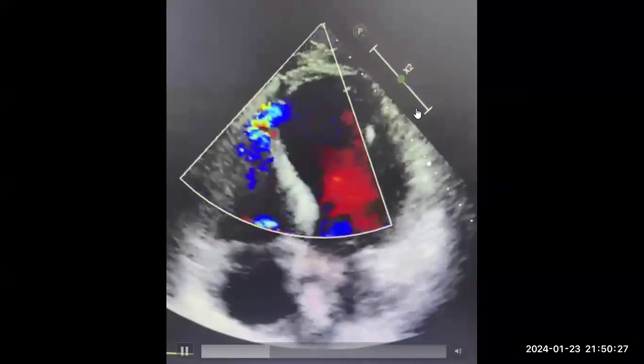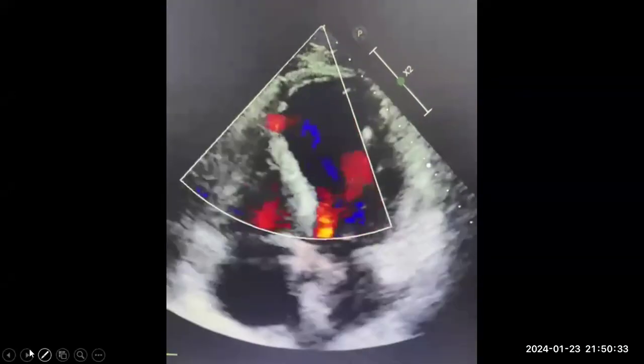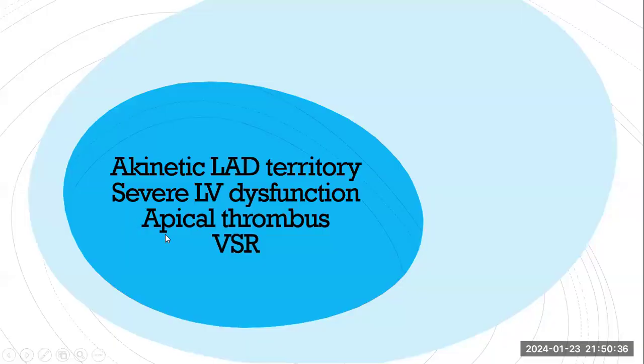So PDA might recalculate. Okay, good. So akinetic LAD territories, severe LV dysfunction, apical thrombus, and a VSR. Excellent.